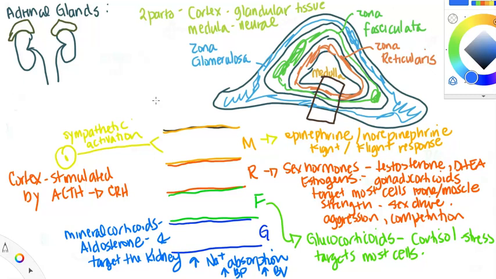All right, and understand that CRH from the hypothalamus is the releasing hormone that goes down to the anterior pituitary, which will secrete ACTH, which will target the cortex of the adrenal gland. So increased levels of these hormones will feed back to the anterior pituitary to decrease ACTH and back to the hypothalamus to decrease CRH.